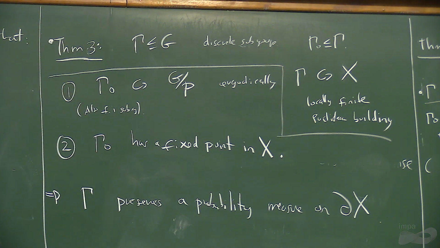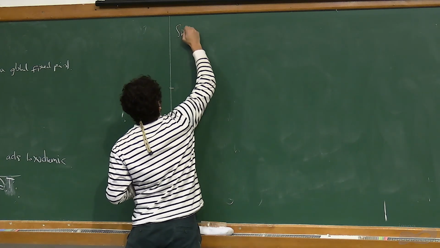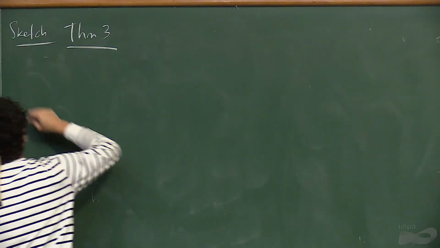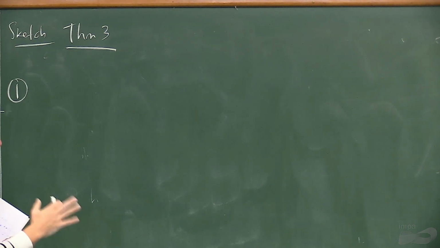So, as I was saying, the proof lies in the ideas of Margulis in superrigidity and the ideas of Venkataramana and Chatterjee, and so this is the sketch of theorem 3. The first thing, which is the most difficult one, is related to the proof of Mostow rigidity.